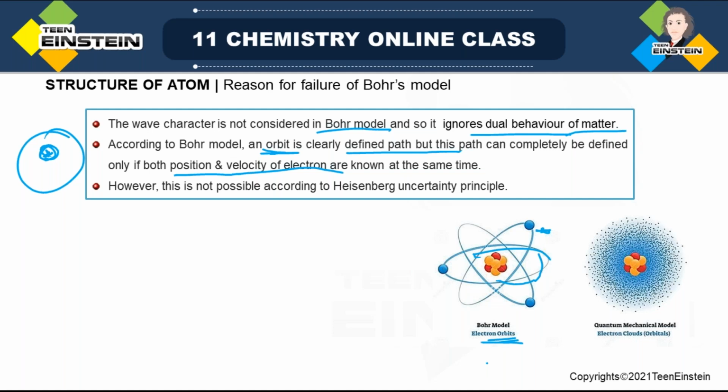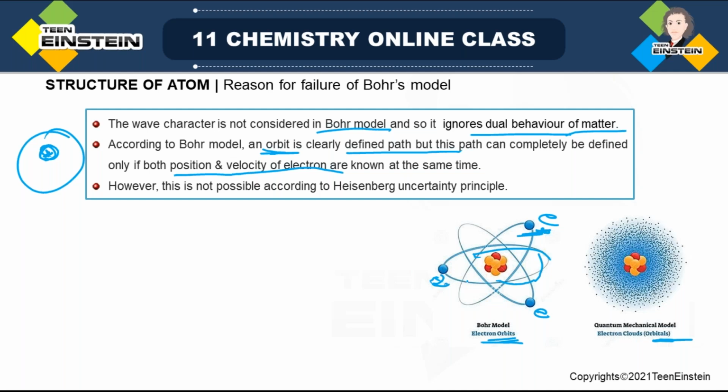But the new model, which is known as the quantum mechanical model, here we do not use the term orbit. Now we use the term orbitals, that is a cloud of electron. It is not a fixed electron. You can see here a single electron, but in the second picture there is a cloud of electron, because we cannot predict the electron's position exactly according to Heisenberg uncertainty principle.